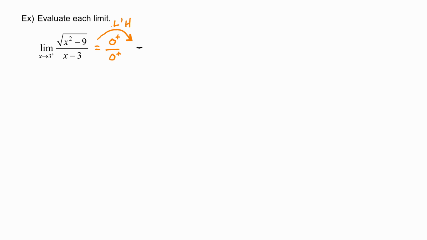And now here, we would get the limit as x approaches 3 from the right, taking the derivative of the numerator, we would have 1/2 quantity x squared minus 9 to the negative 1/2. Chain rule says times the derivative of what's inside, which is 2x. Taking the derivative of the denominator, we get 1.